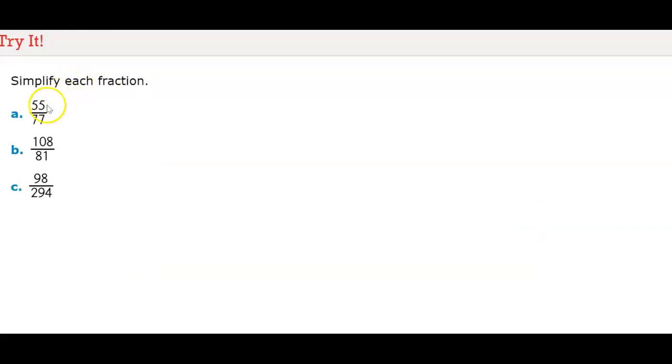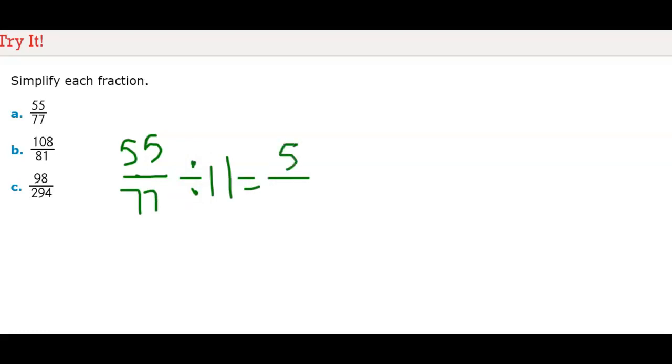Simplify each fraction. So let's look at A, and we have 55 over 77. That's the only one I'm going to do. We're going to look for the greatest common factor of each. Just off the top of my head, I know that 55 and 77 look like 11 could be the GCF, or at least a factor. So we're going to divide both by 11. 55 divided by 11 is 5. 77 divided by 11 is 7. And then we have simplified that fraction. You would apply the same for B and C, which I want you to work on your own.